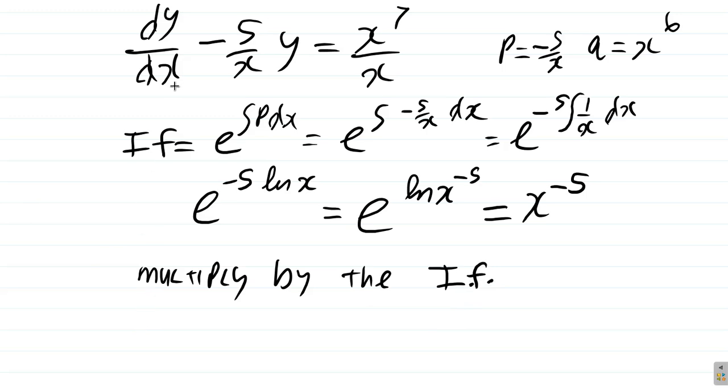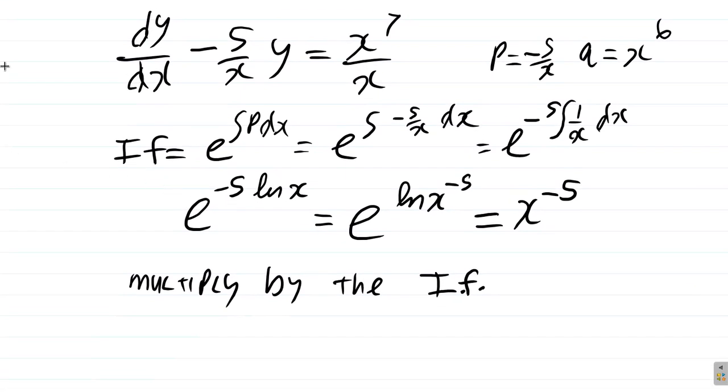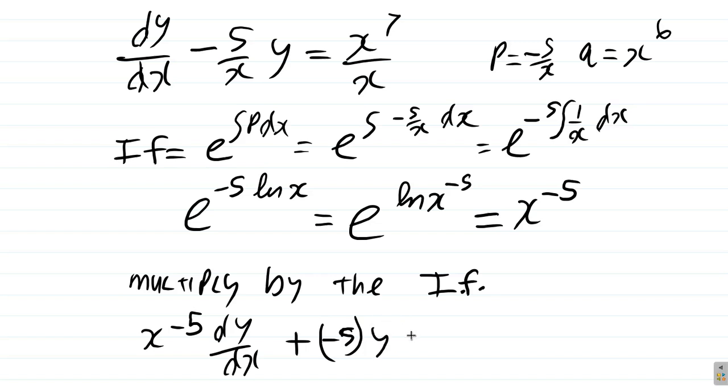When you do that, we're going to have x to the negative 5 times dy by dx, I'll say plus negative 5y, it might look a bit neater this way, plus negative 5y times x to the negative 5 equals x to the 6 times x to the negative 5. Right? So you see that.